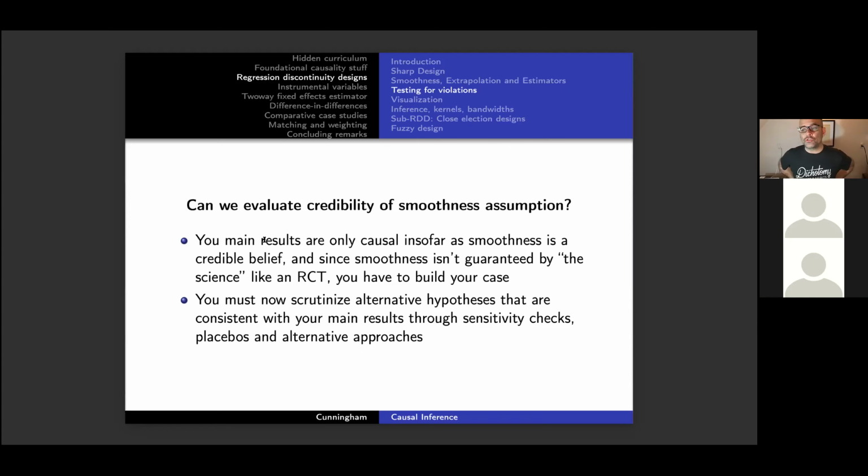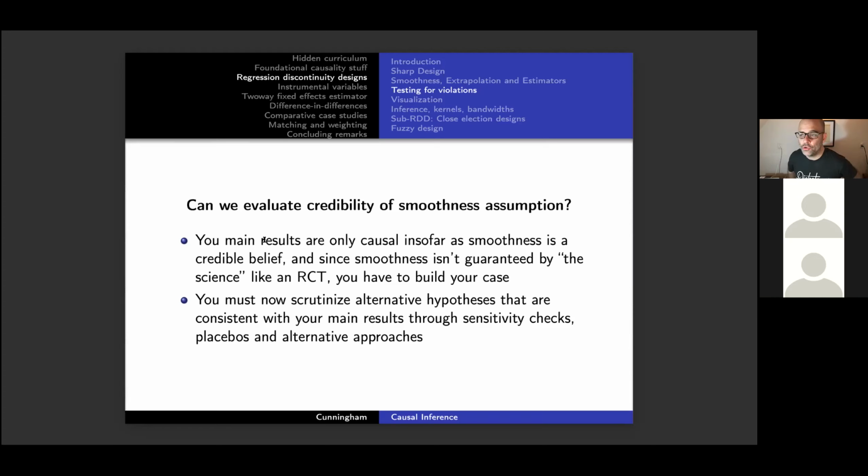In a randomized control trial, independence is guaranteed. But with quasi-experimental designs, the assumptions aren't nearly as credible. Okay, because with an RCT, you know that a coin flip is distributing the potential outcomes across treatment and control equally. Their means are the same. With smoothness, you have no such confidence.